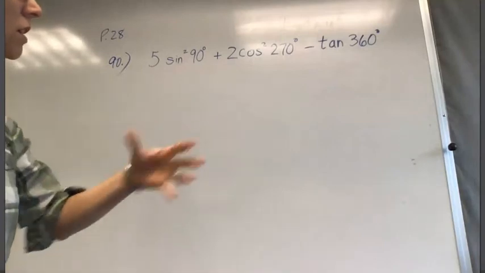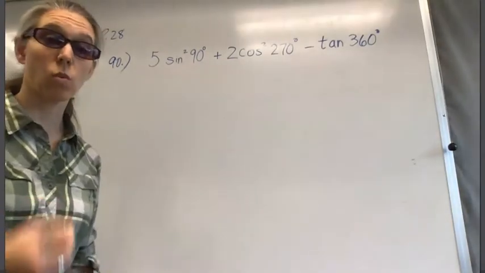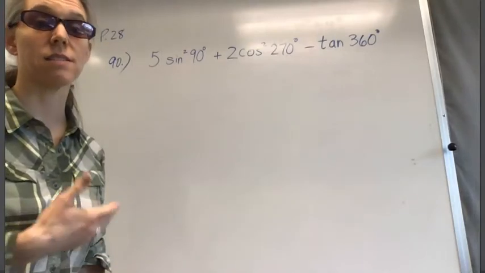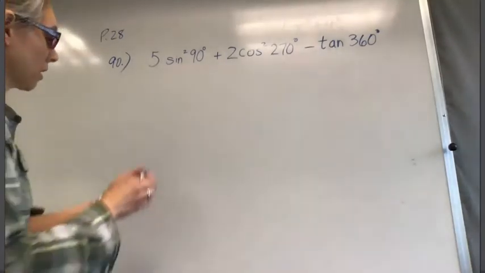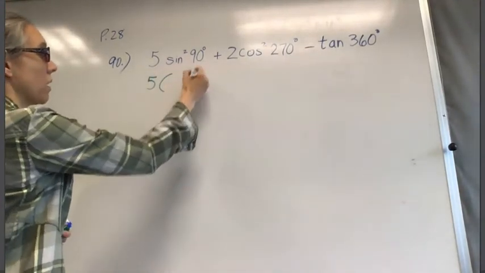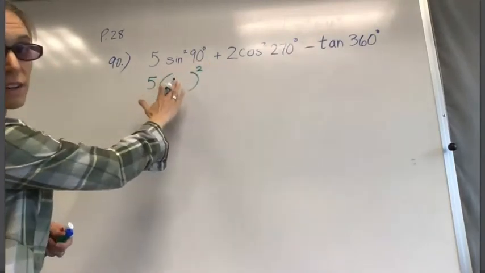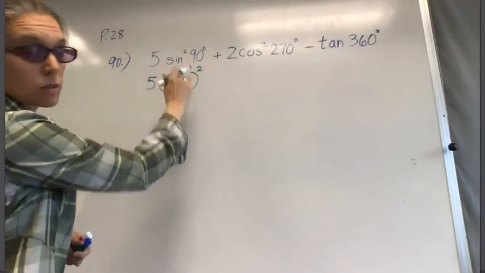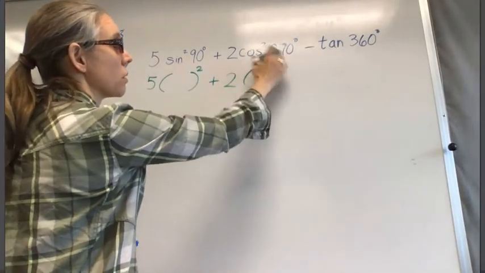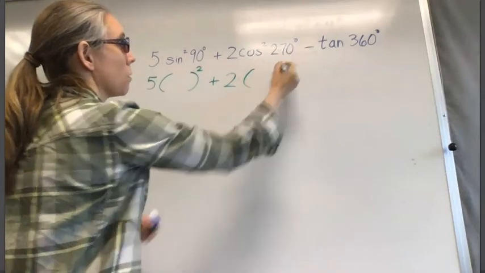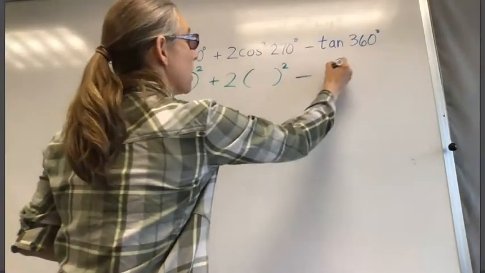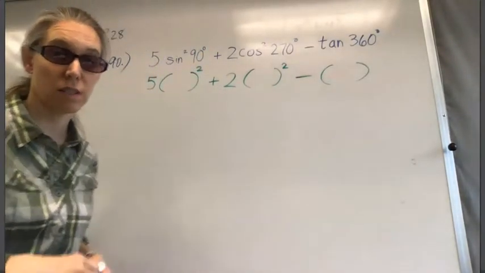We have an expression, and we need to simplify this. And the work that you show is substituting the values of each of the trig functions and then simplifying the expression. So here we have 5 times sine of 90 squared. So that means we're going to find the value of sine 90 and then square the result. 2 times cosine squared 270. So we find the value of cosine 270 and then square the result, minus the tangent of 360.